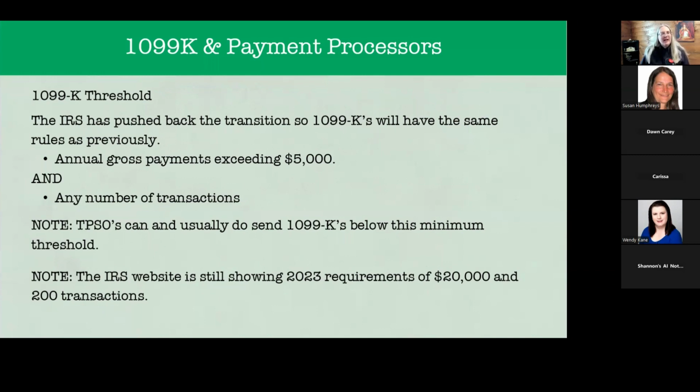I looked right before I presented over this weekend, and the IRS website still had the 2023 requirements of $20,000 and 200 transactions. However, their timeline that they had published previously stated that the thresholds would be gross payments exceeding $5,000 in any number of transactions. A lot of third-party payment softwares will send well below the minimum threshold. I know we've gotten them for $2,000 or $3,000 before from some of our third-party payment processors.